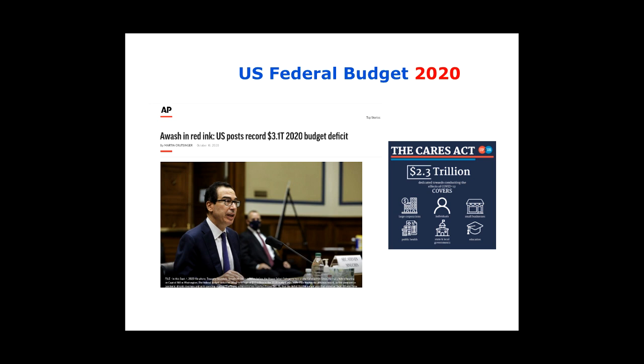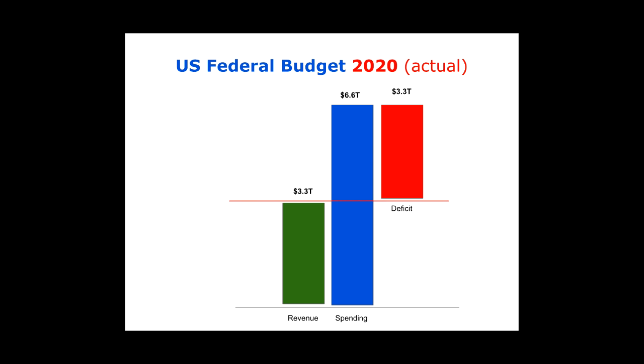The CARES Act represented about $2.3 trillion worth of spending, and so we spent a lot more than the $4.7 trillion. As a matter of fact, we spent $6.6 trillion. The economy was shut down. Revenues were actually less than we thought. And so we had an actual deficit in 2020 of $3.3 trillion, a tremendous amount. Again, we've been running about a $1 trillion deficit each year. Now we have a deficit of $3.3 trillion. And there's an explanation for this: we had the coronavirus pandemic, extraordinary times.